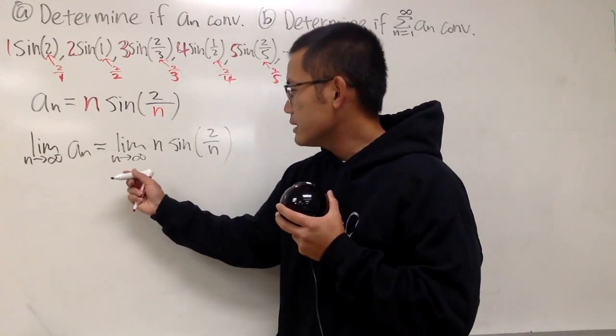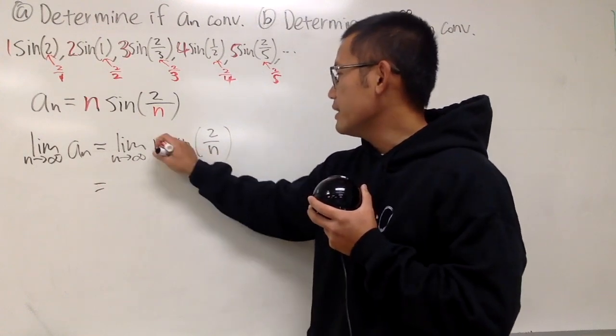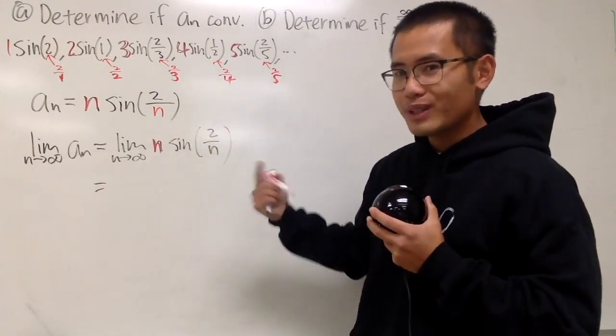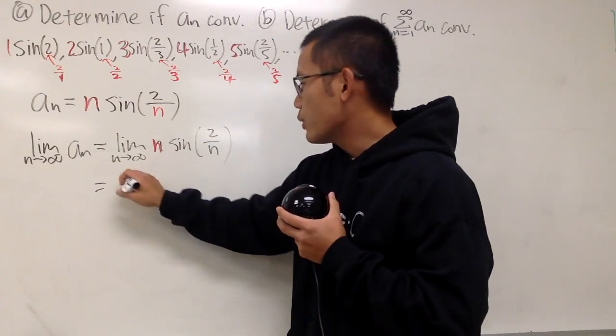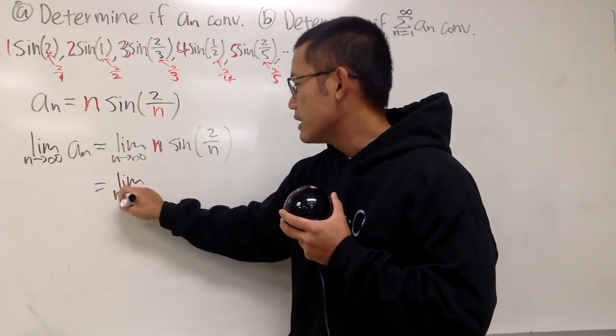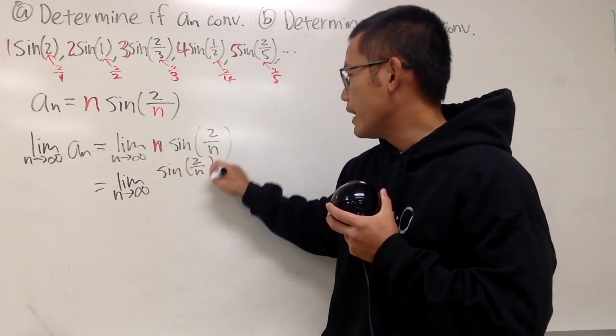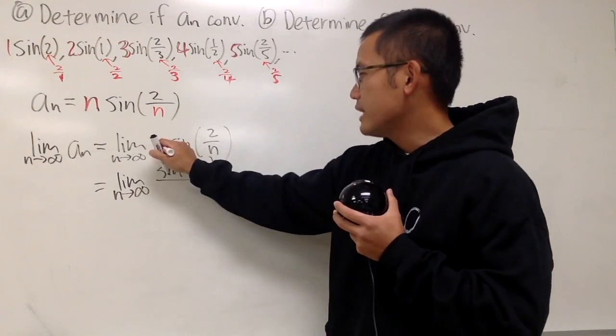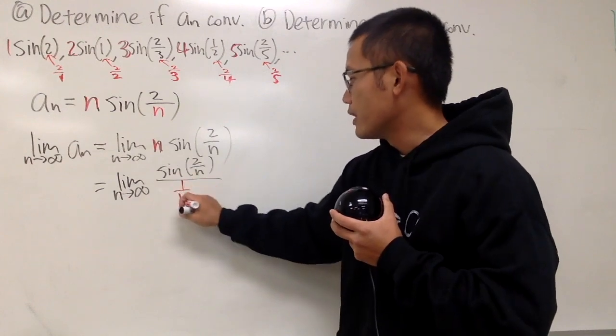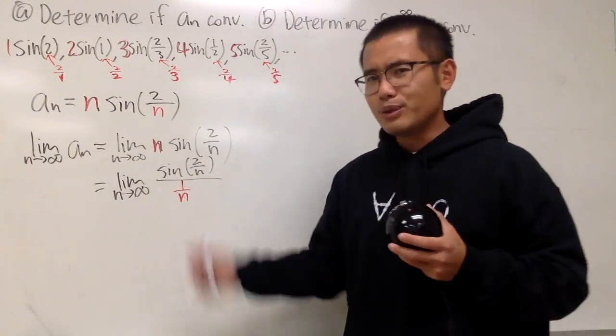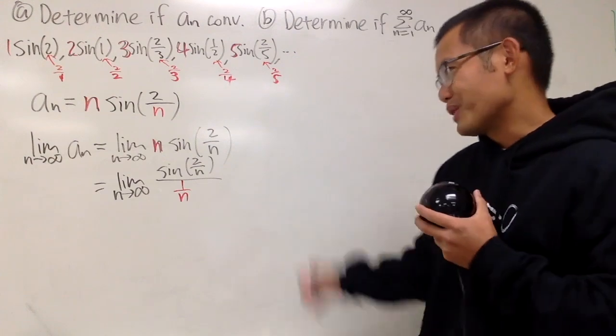So, to do this, I will first move this n down, so we can get to the form that we want. This right here will be the limit as n goes to infinity, and we have sine of 2 over n over this n down, which is 1 over n, like this. So please do not use L'Hopital's rule, right? Use the limit, just do the code for that.